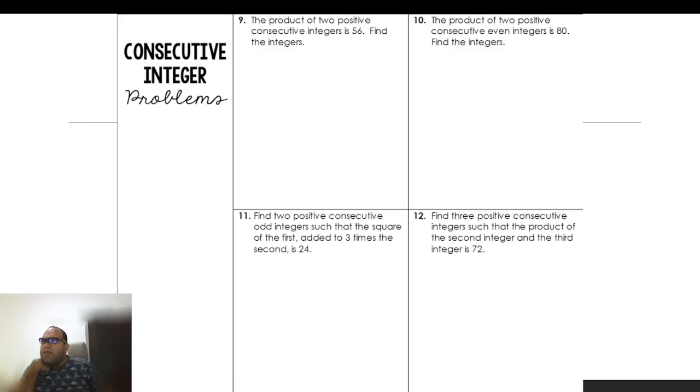Here, guys, consecutive integers. It's the last thing we work on today. The product of two positive consecutive integers is 56. Find the integers. Let x be my first integer. The second one, if they are consecutive, is x plus 1. They're talking about the product, multiplying each other: x times x plus 1 equals 56.